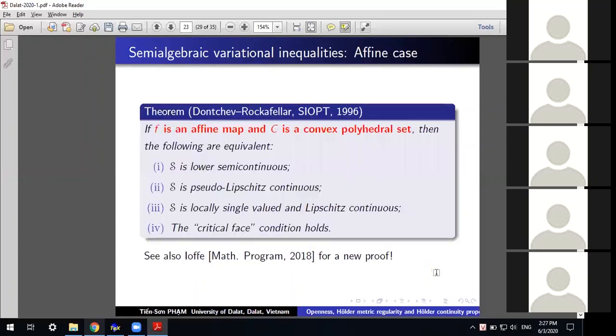In 1996, Dontchev and Rockafellar proved the following. Suppose that F is an affine map. Because F is an affine map, F is a semi-algebraic map, and C is a convex polyhedral set, so C is also a semi-algebraic set. Then we have the following four equivalent conditions: S is lower semicontinuous, S is pseudo-Lipschitz continuous, S is locally single-valued and Lipschitz continuous, and the so-called critical face condition holds.